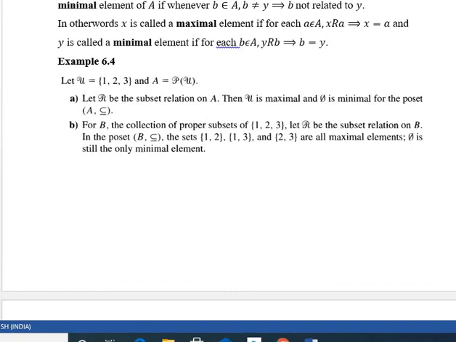Next we have example 6.4. Let U equal the set {1, 2, 3} and A equal P(U), the power set of U. First, let R be the subset relation on A. Then U is maximal and phi is minimal for the poset (A, subset). For B, the collection of proper subsets of the set {1, 2, 3}, let R be the subset relation on B. In the poset (B, subset), the sets {1, 2}, {1, 3} and {2, 3} are all maximal elements. Phi is still the only minimal element.